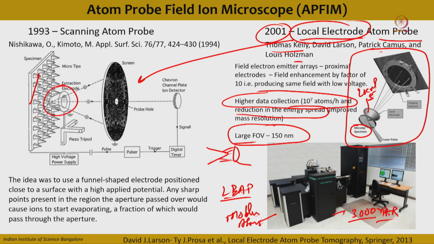The voltage was applied between this local electrode and the needle specimen, a very high positive voltage on one and negative voltage here, due to which the electric field lines are all concentrated. That's why data collection of a large amount of atoms was possible with this setup.